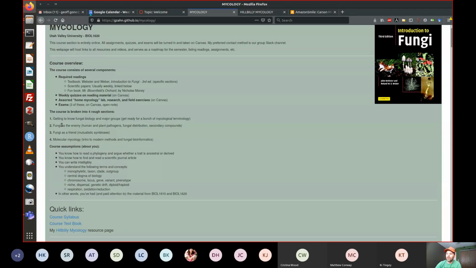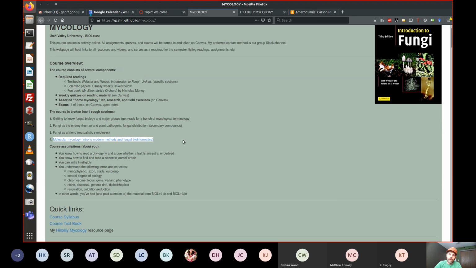Then we're going to look at fungi as the enemy, right? So the pathogenic fungi and how they get around the world to infect people or crops, and the kind of weird poisons and secondary compounds they make. And then my favorite, the fungi as a friend, where we talk about symbioses and mutualisms. And then towards the end of the semester, we'll go through molecular mycology.